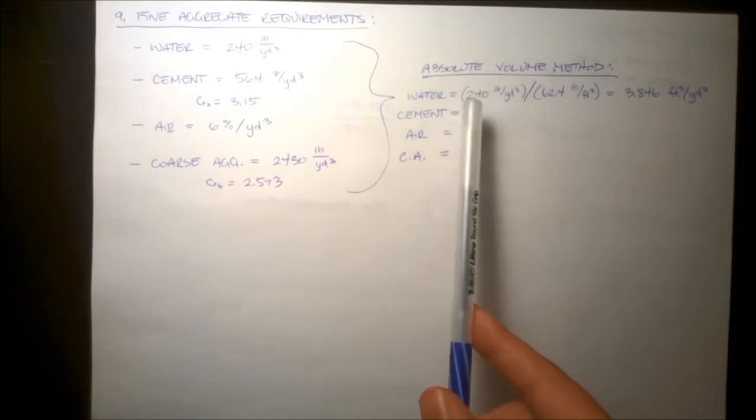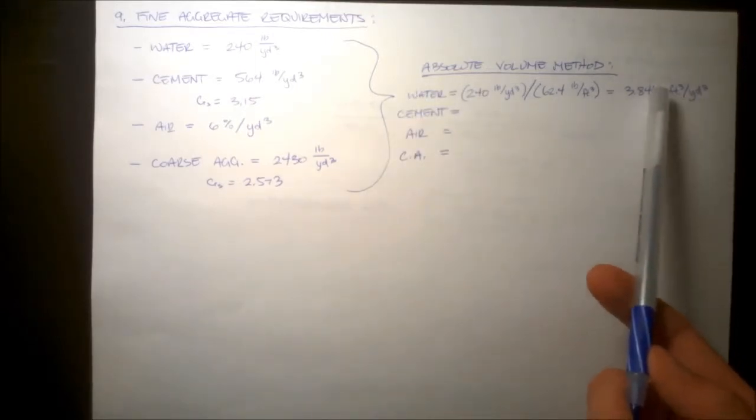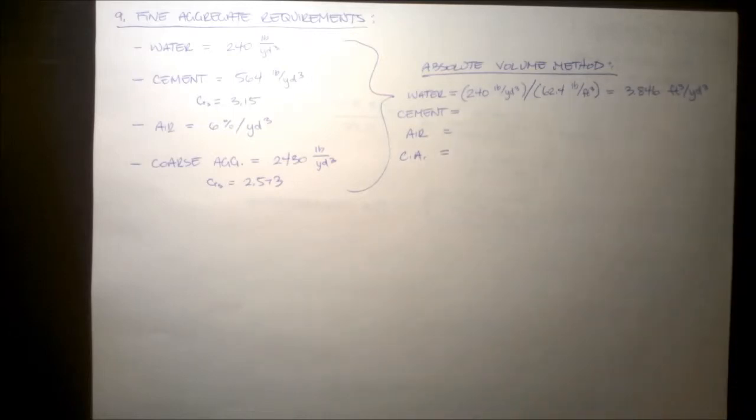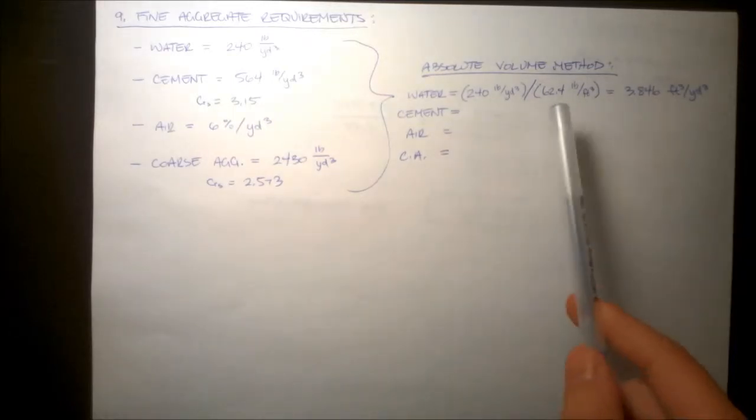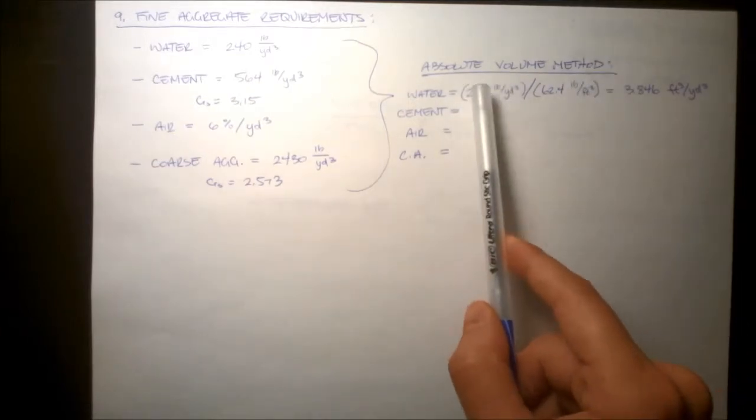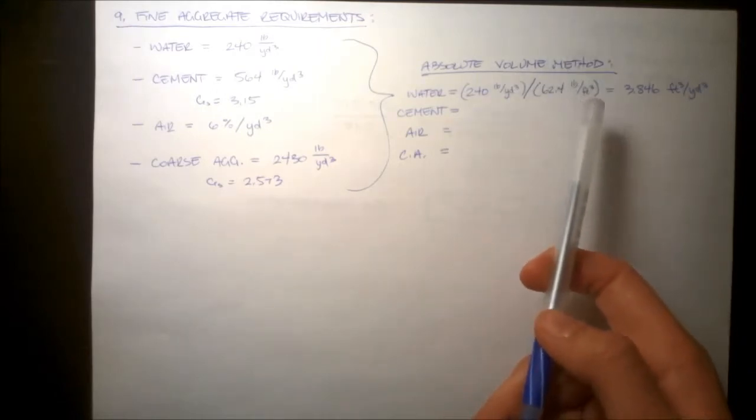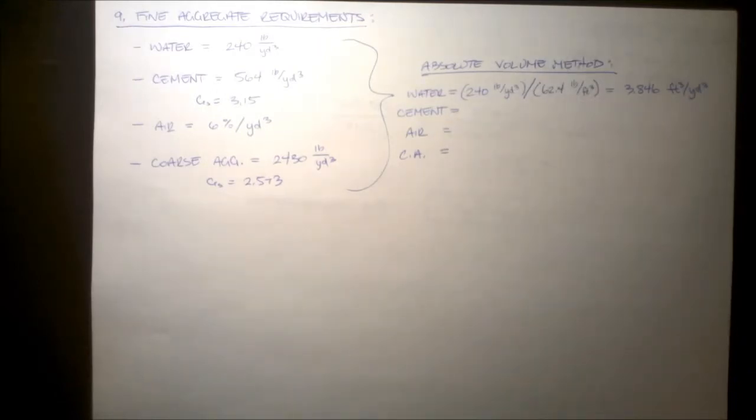So I've started this off with converting the water from a weight to a volume, and of course to do that we need the unit weight. For water, that's 62.4 pounds per cubic foot. So we have 240 pounds per cubic yard divided by 62.4 pounds per foot cubed, and that gives us 3.846 feet cubed per yard cubed.